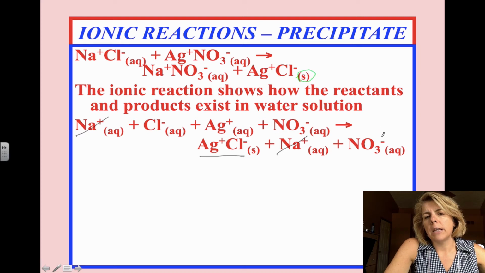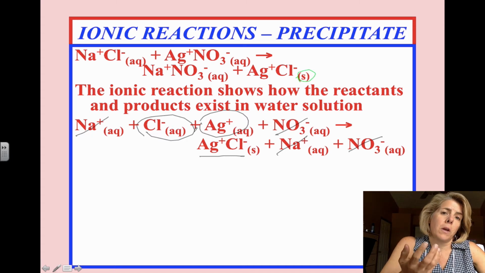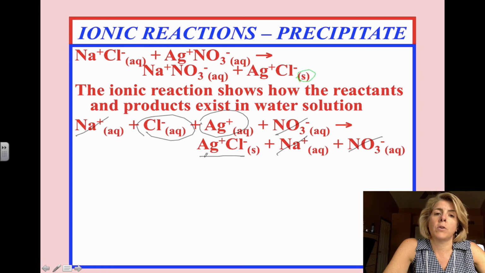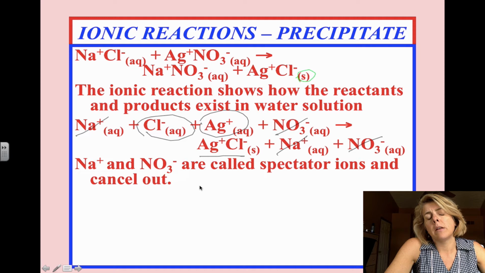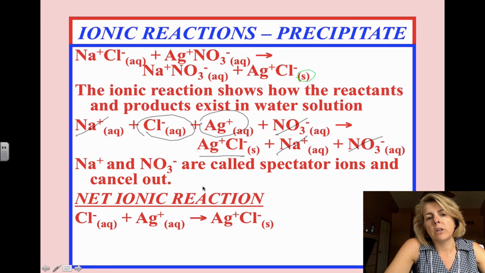Notice that nitrate appears on the product side as well as the reactant side. Notice I did not cross off chlorine and silver because they are the ones that help to make the product, which is silver chloride. So we cancel out sodium and nitrate polyatomic ions because they do not participate in the formation of the solid. The overall reaction is what is left behind. So silver plus chlorine ions together form silver chloride, which is a solid.